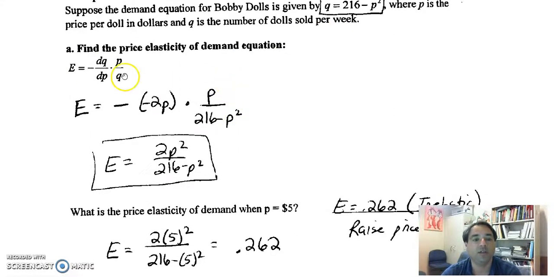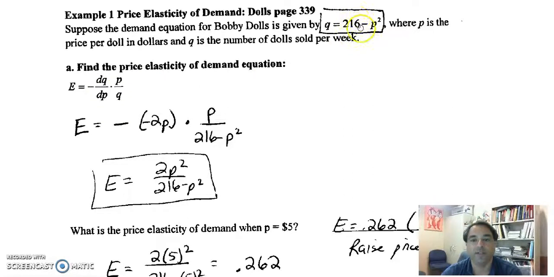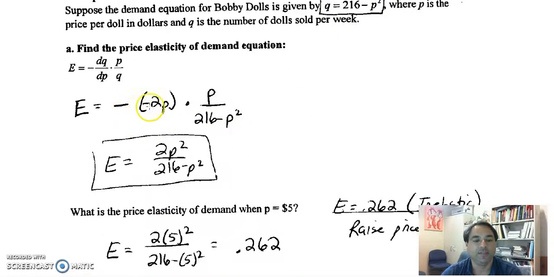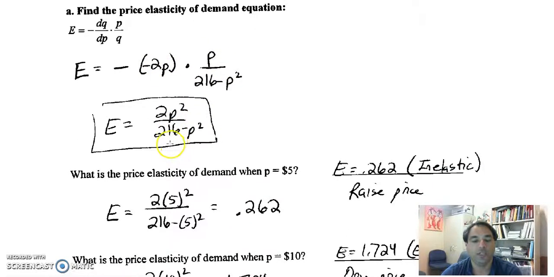Well, we first find our elasticity. So the formula goes negative, derivative of demand, derivative of 216 is 0, derivative of minus P squared is negative 2P, times P is for price, over our Q, which is 216 minus P squared. We simplify by saying negative times negative is positive, 2P times P is 2P squared, over 216 minus P squared. So our elasticity function is 2P squared over 216 minus P squared.